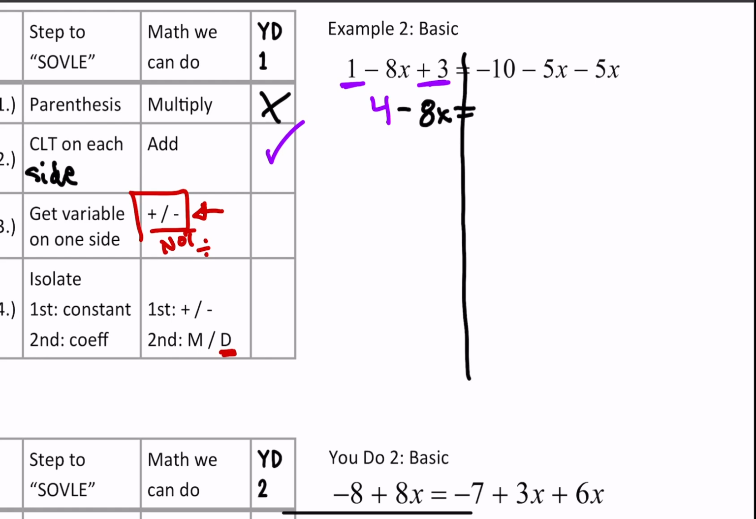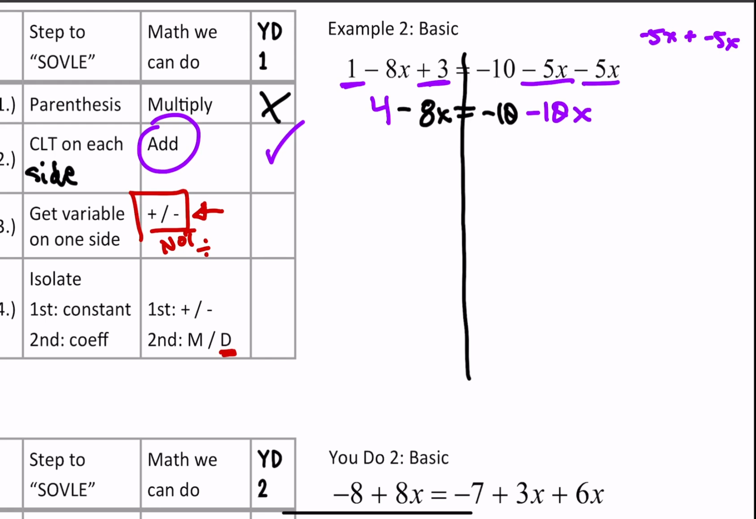Looking on the right side, yes, we do have like terms. We have negative 5x and a negative 5x. Now remember, with combining like terms, you're adding. So negative 5x plus negative 5x makes a negative 10x. That other negative 10 stays, and we bring it down.